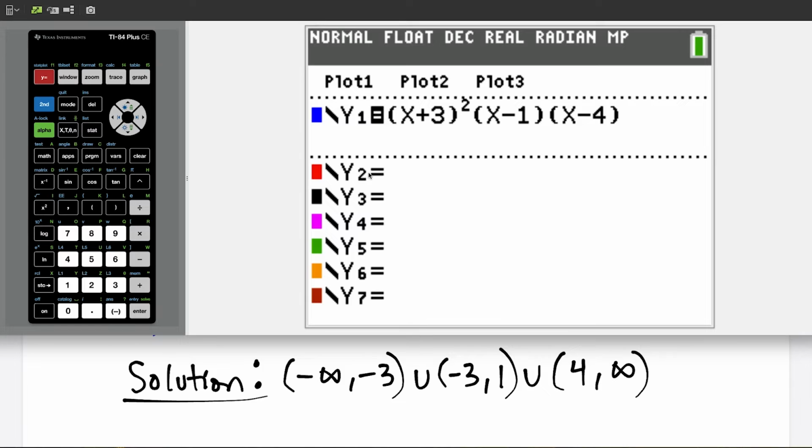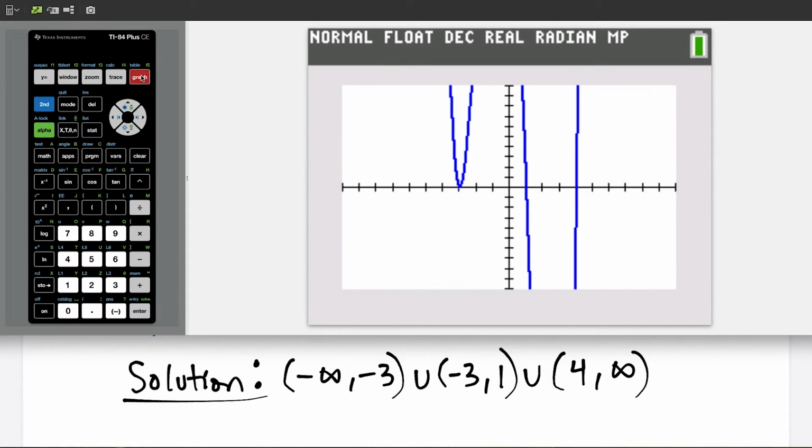So now real quick, before we move on, let's graph the left side of the inequality. And we had our left side greater than 0. So notice that from negative infinity to negative 3, the graph is strictly above the x-axis. At negative 3, the graph reaches the x-axis, and then from negative 3 to positive 1, the graph is above the x-axis. It goes under from 1 to 4, and then from 4 to infinity, the graph goes back above the x-axis.